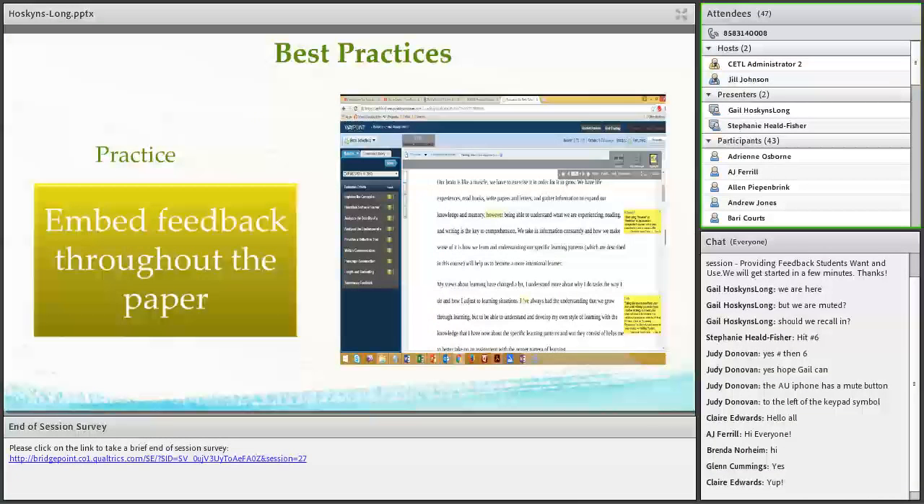Okay, thank you, Stephanie. Let's get started with the first best practice of embedding feedback throughout the paper. Many of us think reading a paper and then writing a summary at the end is good practice, but our literature review told us that embedding comments throughout a paper was much better than a summary at the end of the paper. Here you can see an example of some embedded comments using Waypoint.